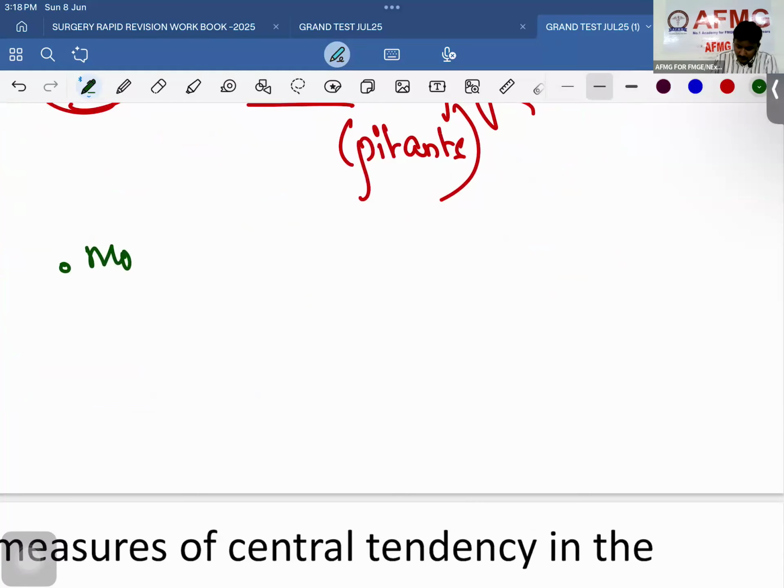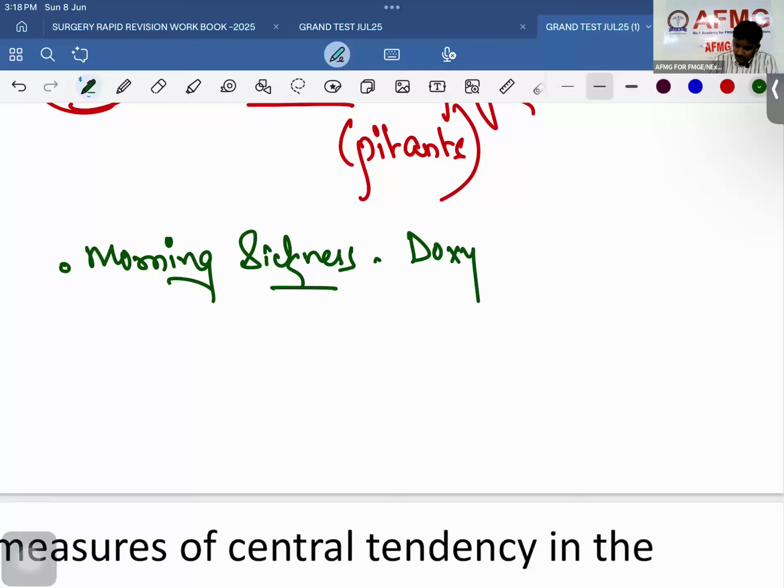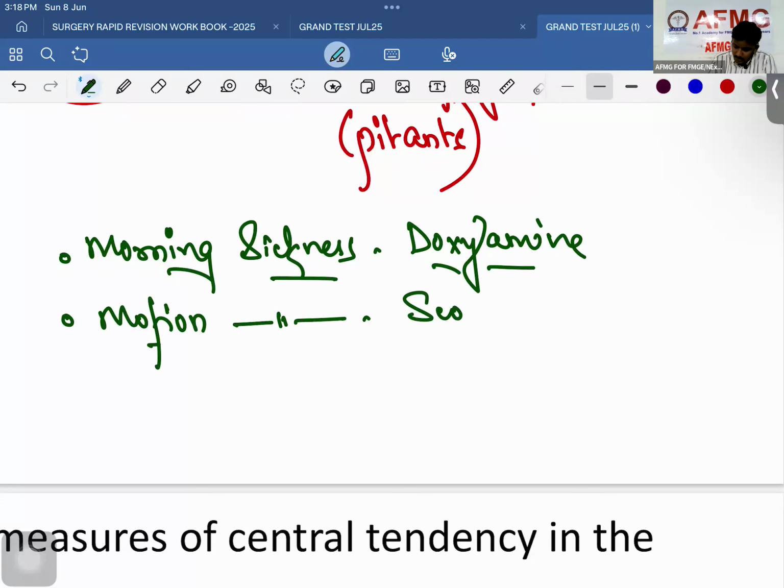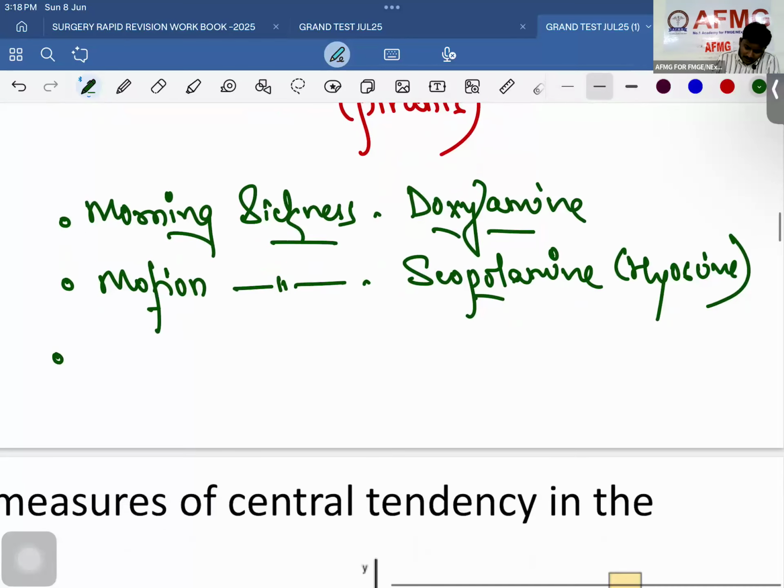First, what is the drug of choice for morning sickness? Recent question. We know morning sickness usually happens in the first trimester of pregnancy, beta, and the drug of choice is going to be doxylamine, beta. That is important to be remembered. Next, what is the drug of choice for motion sickness? We know the drug of choice for motion sickness is going to be scopolamine, which is nothing else but hyoscine, beta. And sarkari, what is the drug of choice for mountain sickness?